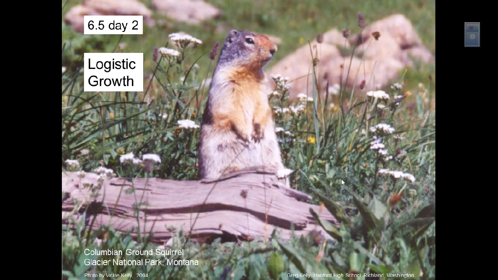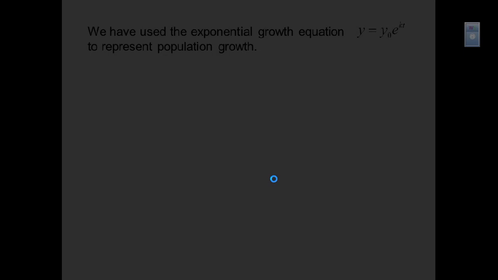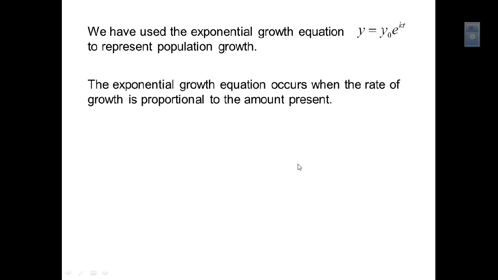Alright, so this is the second video for 6.5, and it's called Logistic Growth. Now, we have used the exponential growth equation to represent population growth. We did that in the last section. Y equals y sub 0, the original population, times e to the kt power. Now, the exponential growth equation occurs when the rate of growth is proportional to the amount present.